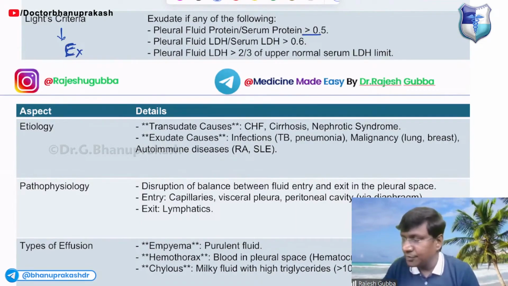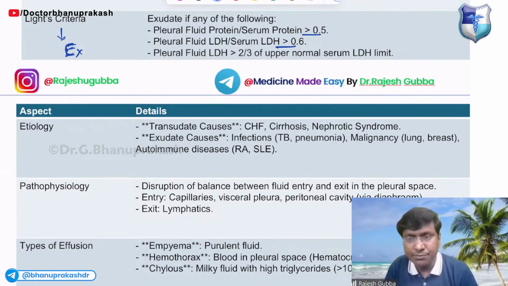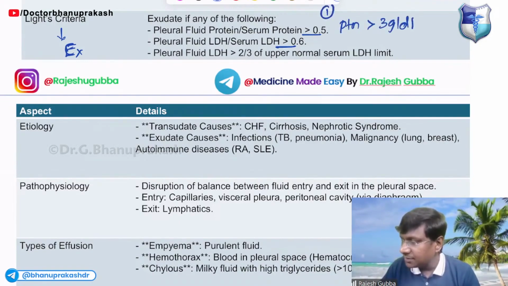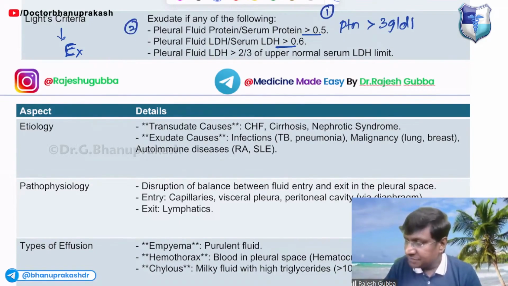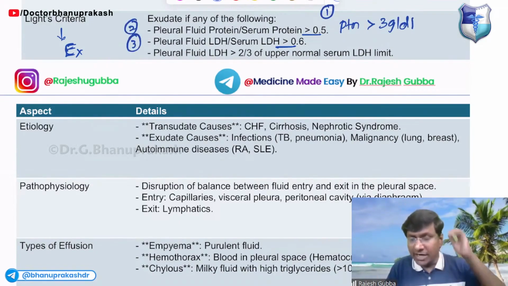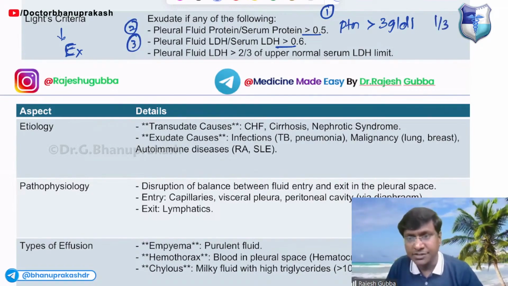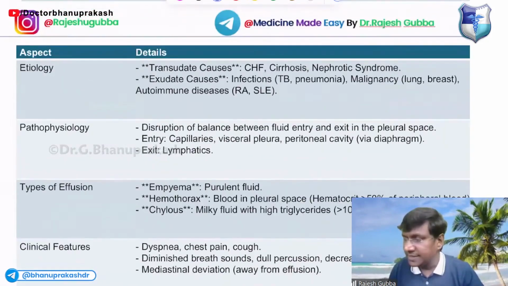What is that? The pleural fluid protein to serum protein more than 0.5. Pleural fluid LDH to serum LDH more than 0.6. And another important thing is the pleural fluid protein that should be more than 3 grams per deciliter. Okay, so this is number 1, this is number 2, and this is number 3. Out of these 3, at least 1 should be there to consider the Light's criteria to be positive. Okay, then what are the etiologies?